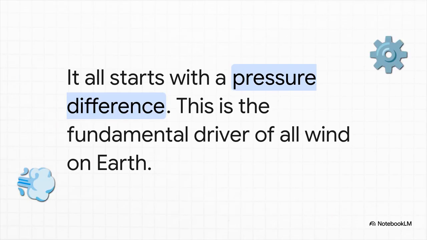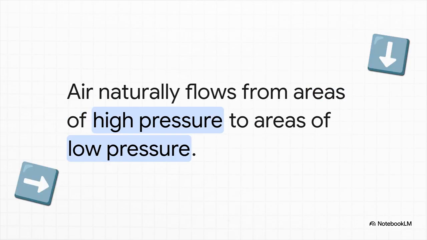And what is that engine? It's all about pressure. Every gust of wind, everywhere in the world, is caused by differences in atmospheric pressure. And the principle is actually pretty simple. Air naturally wants to balance itself out. It moves from areas where it's all crowded together, that's high pressure, to areas where there's more room, low pressure. And that massive horizontal rebalancing act is exactly what we feel as wind.